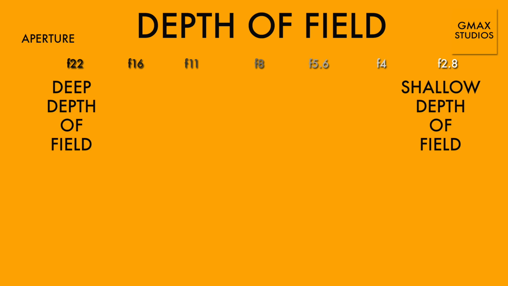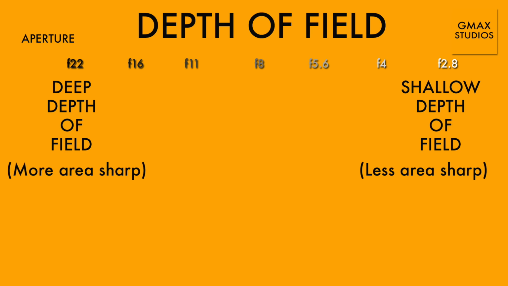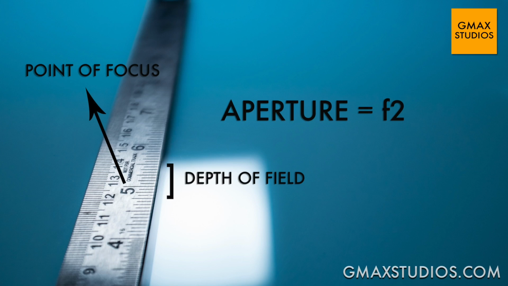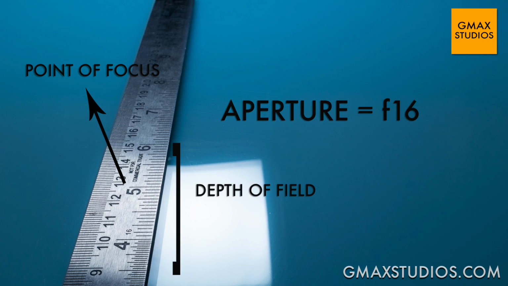How deep or shallow the depth of field is depends on the aperture that we are shooting at. So, the smaller the aperture, the greater the depth of field. Or an easy way to remember it is, the greater the aperture f number, the greater the depth of field. And of course, the smaller the aperture number, the smaller the depth of field. So this photograph, for instance, has a very shallow depth of field because it has been shot at an aperture of f2. And this one has a relatively deep depth of field because it has been shot at f16.